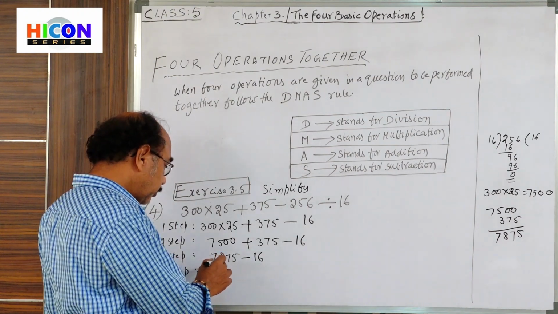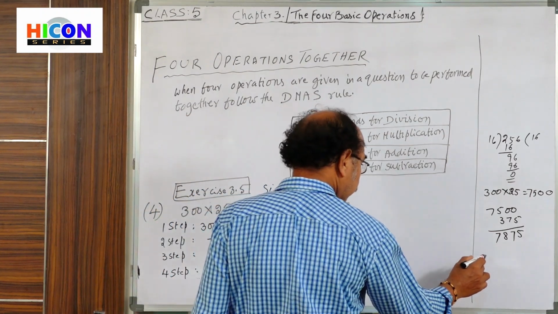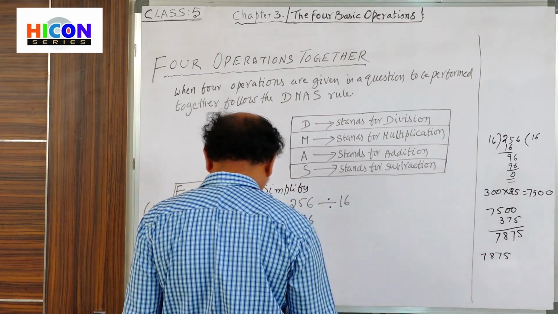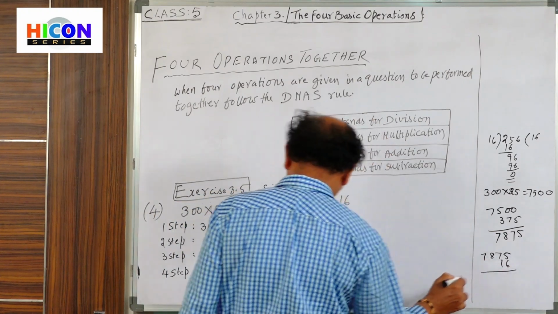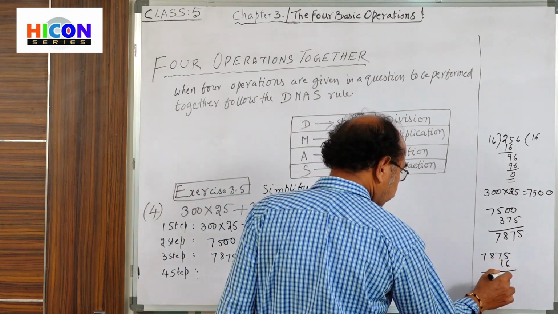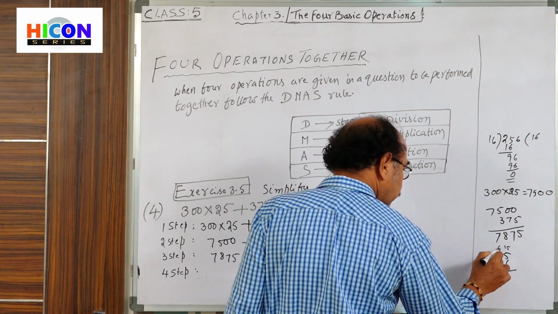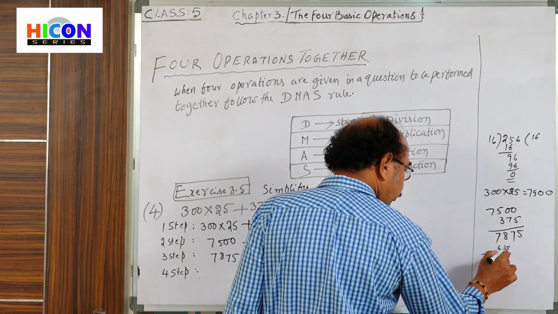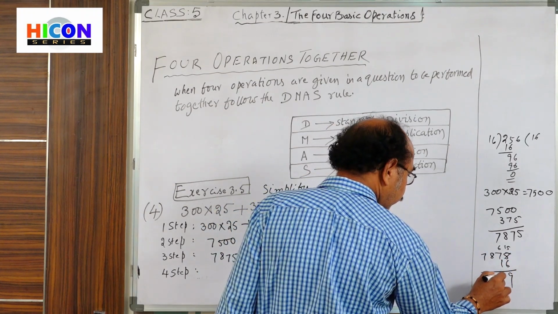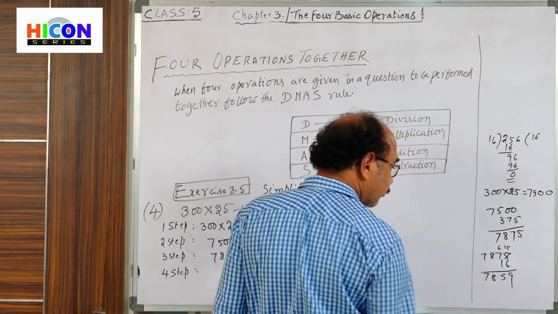So 7,875 minus 16. 5 minus 6 here, we borrow. Then 5 becomes 15 and 7 becomes 6. 15 minus 6 is 9. Here 6 minus 1 is 5. Here 8. Here 7. Okay.